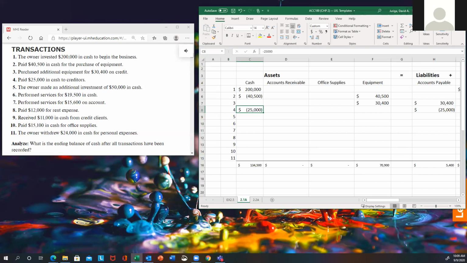All right. Now on number 5, it says the owner made an additional investment of $50,000 in cash.